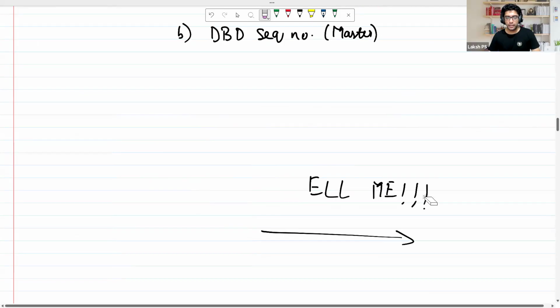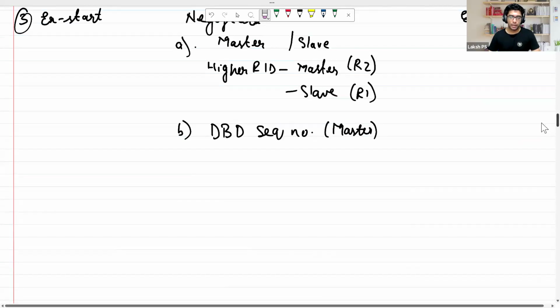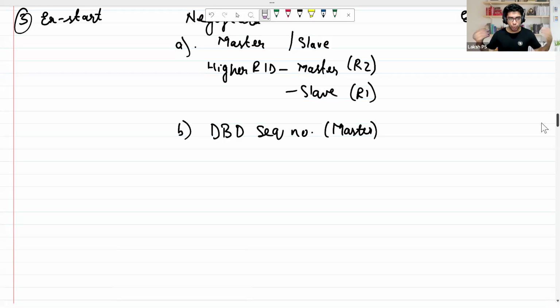Okay. So here what happens is that the DBD sequence number, the master and slave, they both, when OSPF is enabled, when the two routers move into an ExStart state, they will call themselves master, saying that I am the master. I will initiate it. And this is my DBD sequence number. But when the two routers see each other's router ID, they will come to know that one of them has to be a master. And in our case, R2 has become the master.